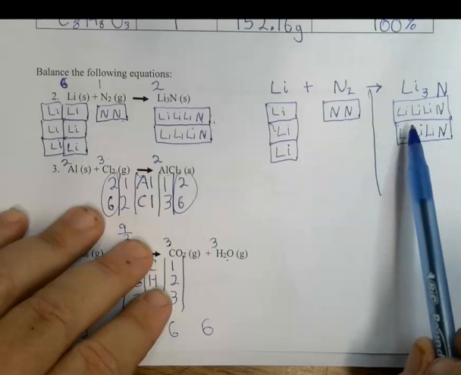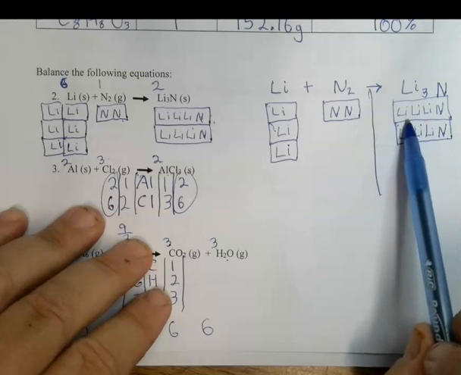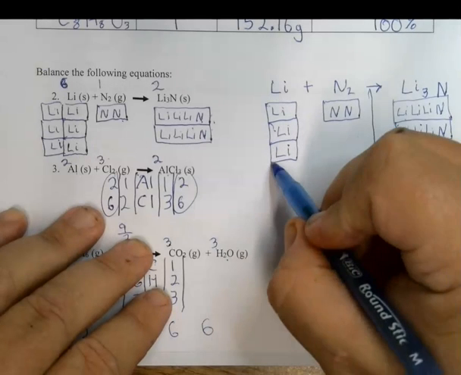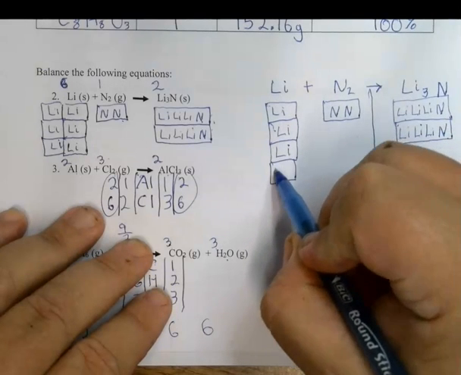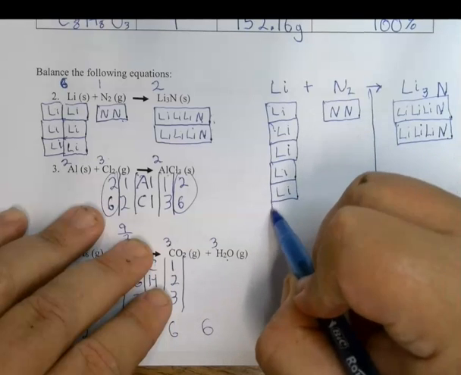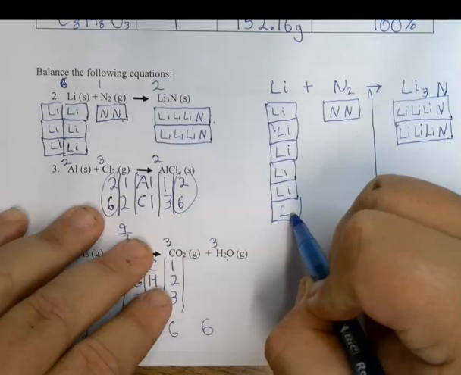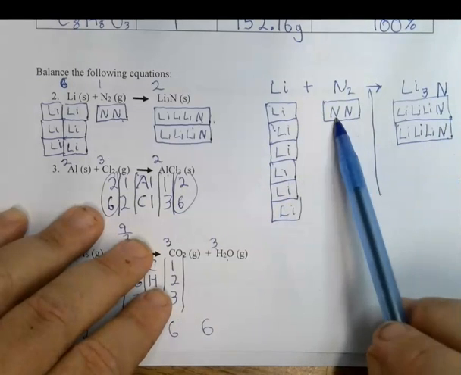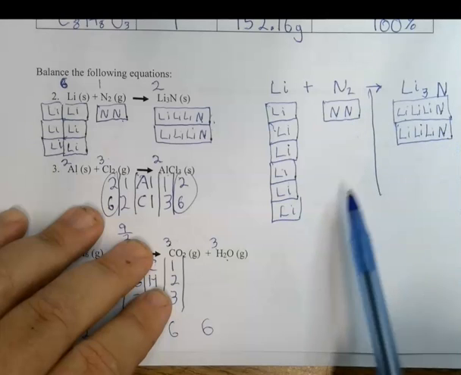In doing that, though, I threw the lithiums out of balance. So I have 1, 2, 3, 4, 5, 6 here, and 1, 2, 3 here. So now I have to put them back in balance by adding some more lithiums. And you can see I have 6 lithiums here, I have 6 lithiums here, I have 2 nitrogens here, 2 here, so everything's in balance.